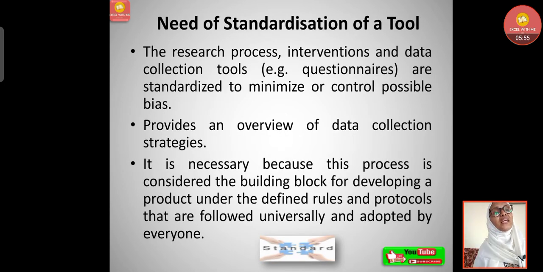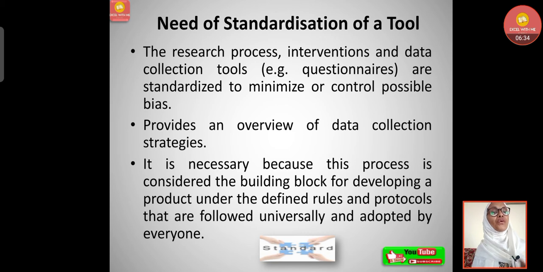So what is the need of this standardization of a tool? The research process, interventions and data collection tools, that is questionnaires, are standardized to minimize or control possible bias. If the administrator has his or her own questionnaire, there may be personal biases. If an already available tool or questionnaire is taken, then there won't be any chances of personal judgments. So this is very important, that in this process the tool should be standardized.